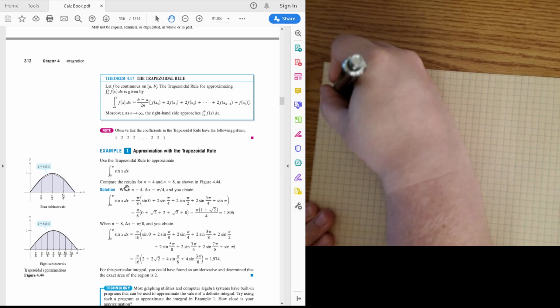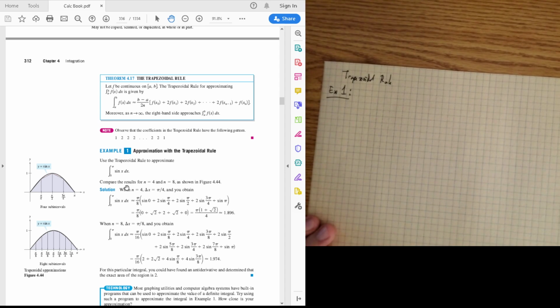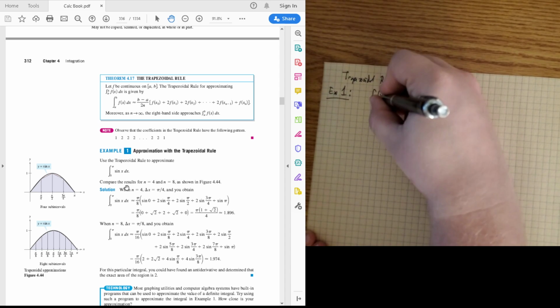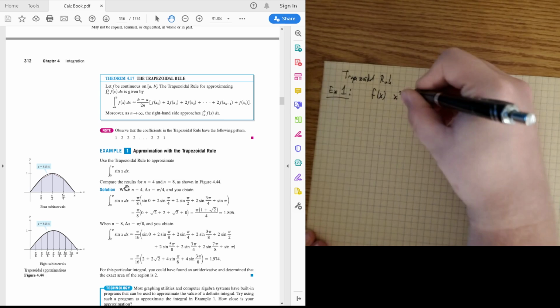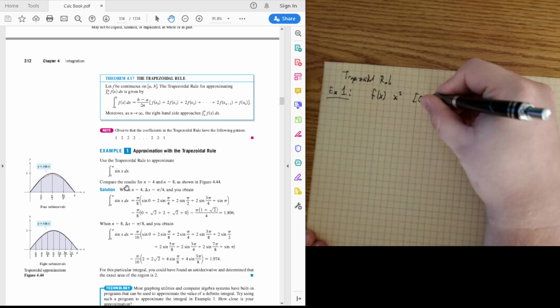Example 1. So, in order to use the trapezoidal rule, you need to have two components, right? We need to know what the function is, as well as its boundaries. We're going to go, for this case, from 0 to, let's say, 4.